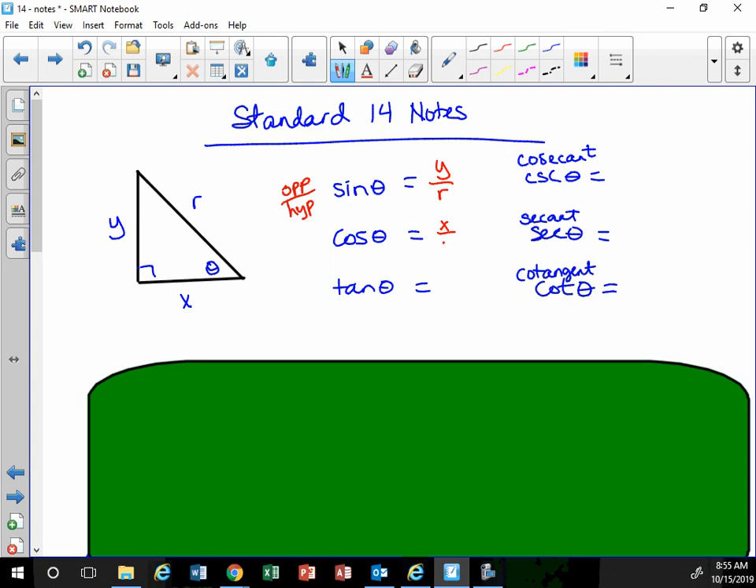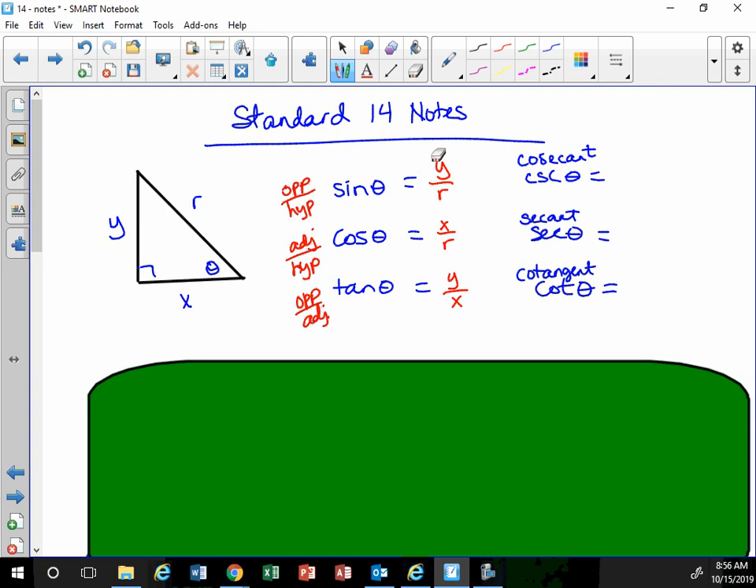X over R, good, because that's adjacent over hypotenuse. All right, then what's tangent going to be? Y over X, that's opposite over adjacent. Okay, those you learned in geometry, you've seen that before, you've done that before, okay? Cosecant, secant, and cotangent, those are new for you guys this year. They are just the reciprocals of your original three.